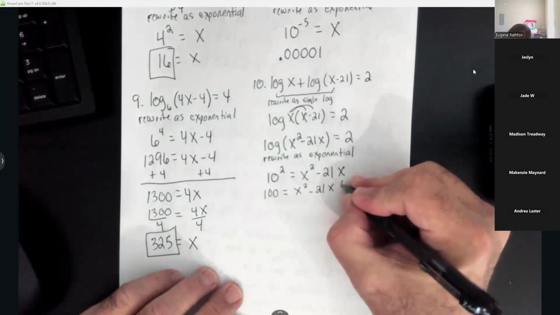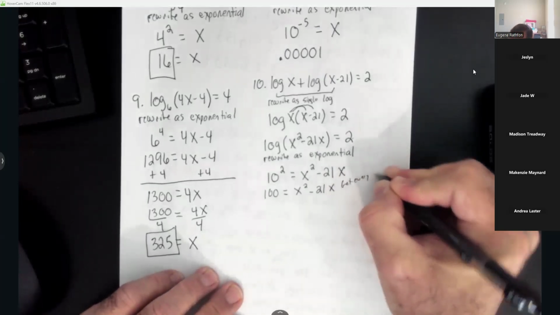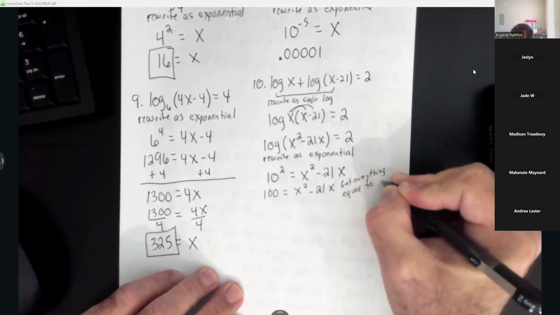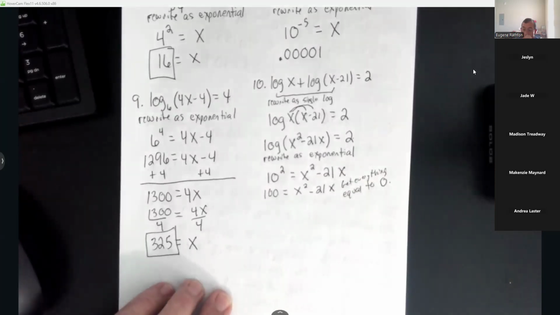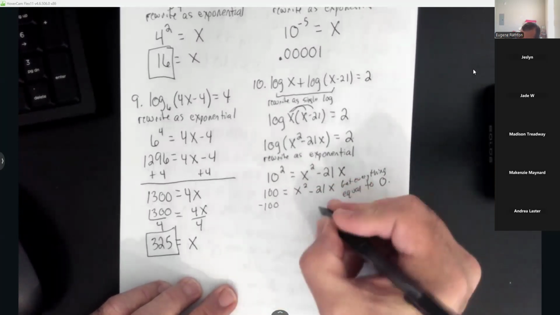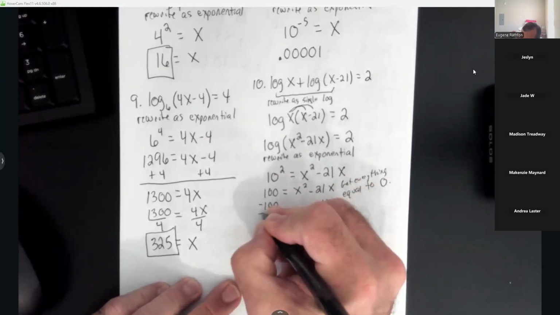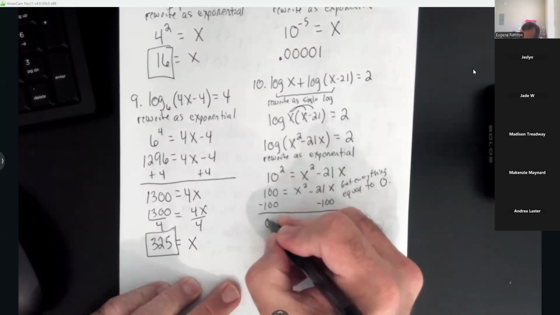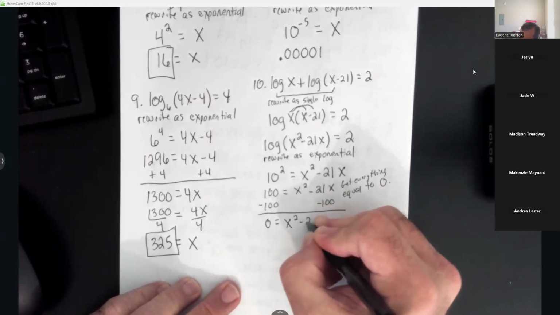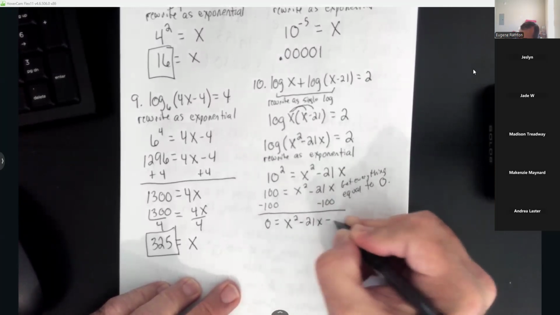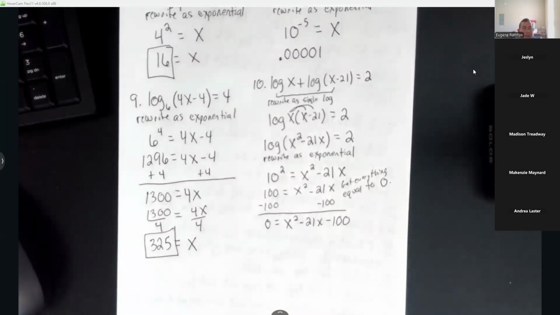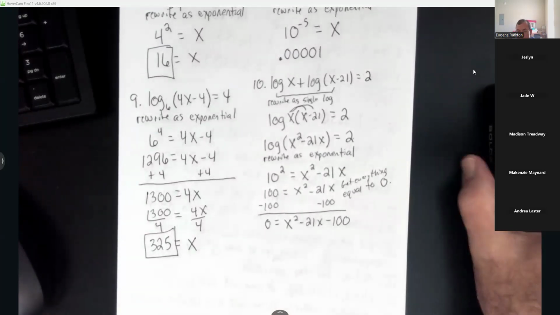Okay? So get everything equal to 0. All right, so to do that, I'm going to subtract that 100 from both sides. So I get 0 equals x squared minus 21x and then minus that 100. That 100 goes to the end now since I moved it over and that was my number.